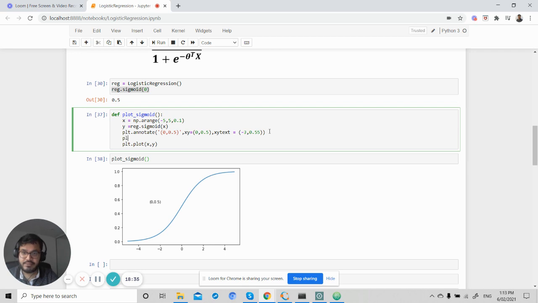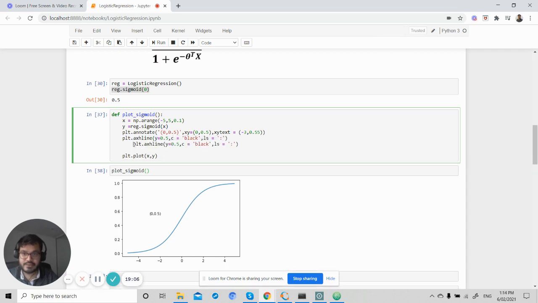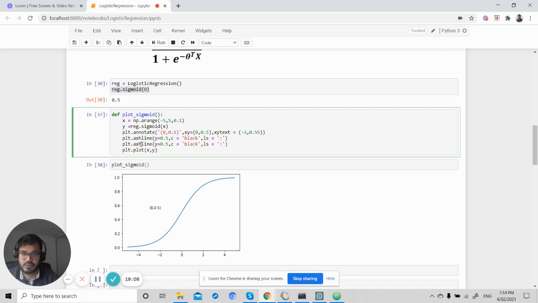Now let's add a boundary line. Both vertical and horizontal we need to write. Let's include a horizontal line first. Horizontal line will be at y equals 0.5. Let's color it black, and let's include this with a dotted line. Let's plot in a similar way for my vertical axis. For the vertical axis, my x will be 0.